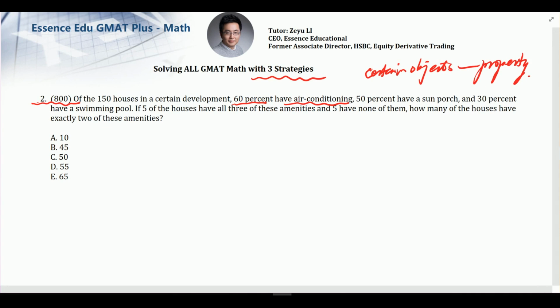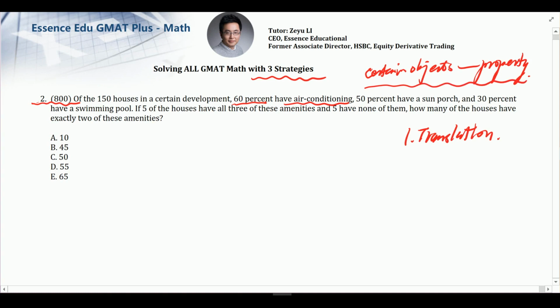When I read this question, the first thing I do is translate it into mathematical language, because I hate English words. That's our first strategy, translation. Starting from yesterday in question number 1, you should start to hate English words. As these are always talking about certain objects having certain properties, it fulfills the definition of a set. So I am going to use the language of sets to translate this question into mathematical language.